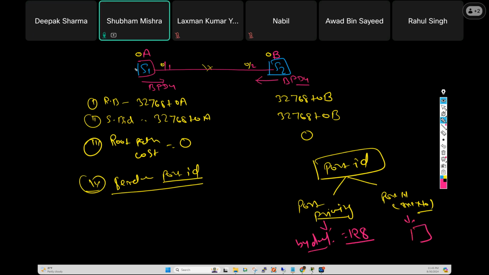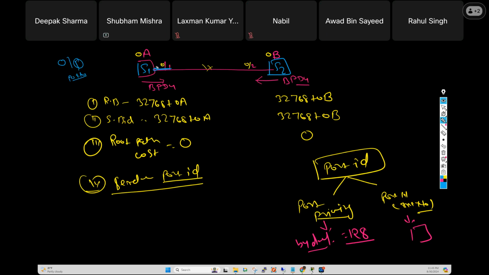Now see here. Switch number one is sending the BPDU through which interface? Through this interface. Yes or no? What is the interface name? FastEthernet 0/1. And this is called interface number, or you can say this is called port number. Understand, everyone? Tell me.